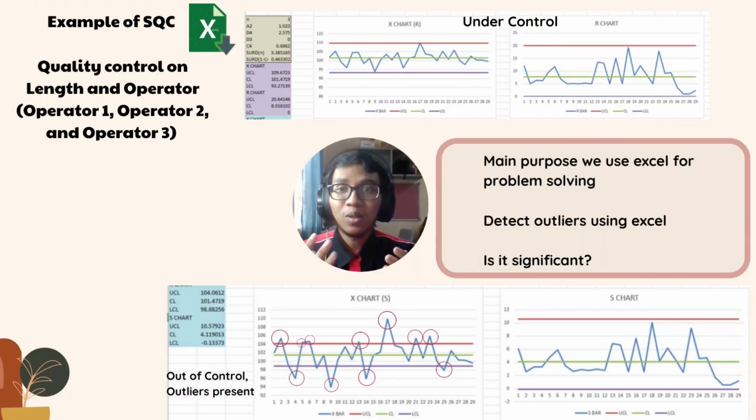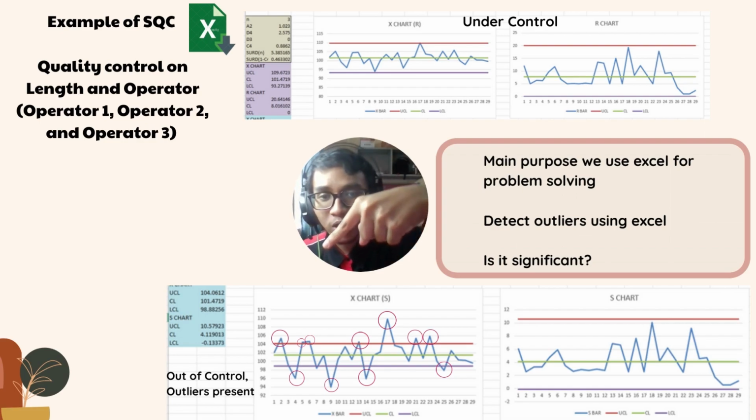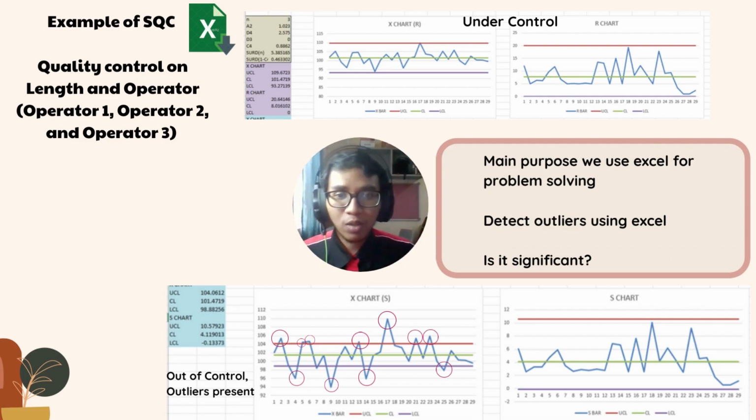Right here is an example of how we can use statistical quality control on Excel. For example, here you can see our quality control process on operators with regard to length. As you can see on the chart above me, the X chart here is under control, while the X chart below me, based on S, is out of control. This is because there are outliers present, as you can see in the circles, which are above the upper and lower control limits. So the main purpose we use Excel is to problem solve by detecting the outliers using the program and determining if they are significant or not.